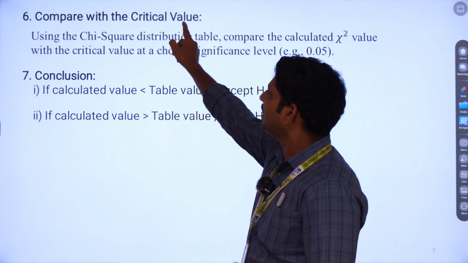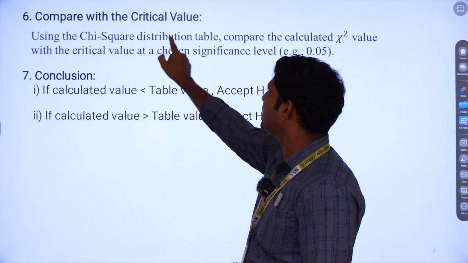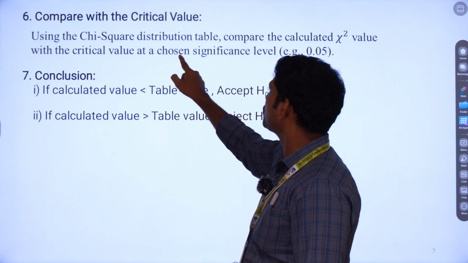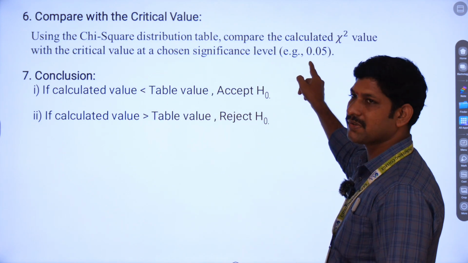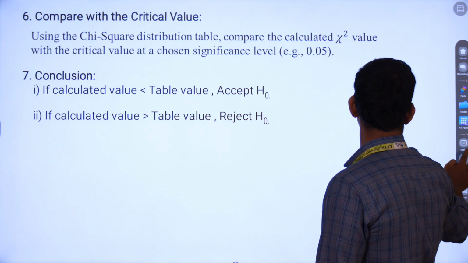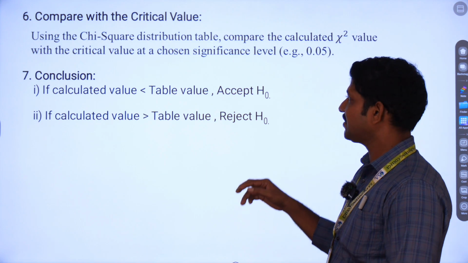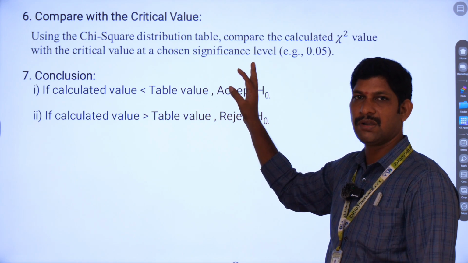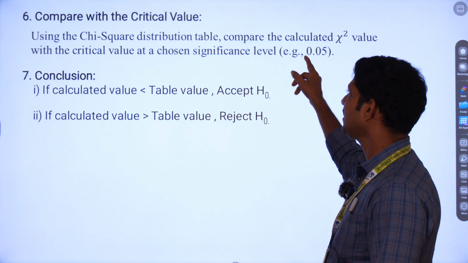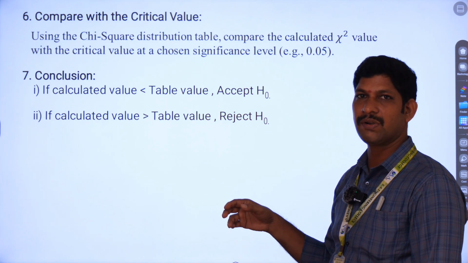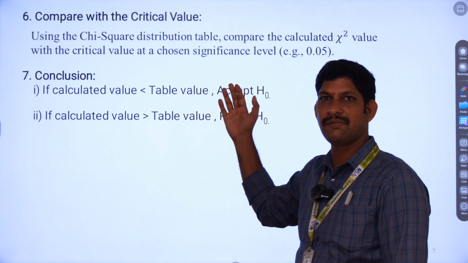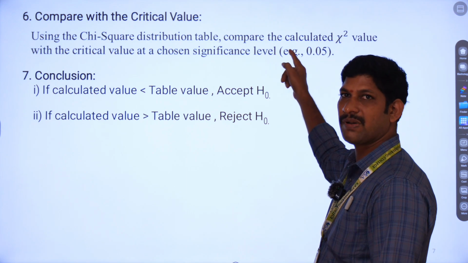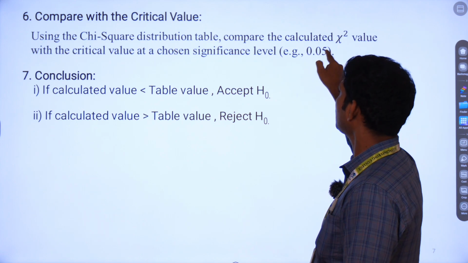So compare with the critical value. Using the chi-square distribution table, compare the calculated chi-square value with the critical value at the chosen significance level. It will be 5%, which becomes 0.05. This is not fixed. Suppose the question mentions 10% or 90% or 2% or 1%, it will change accordingly. If the question does not give it, generally we assume a 5% or 1% level. In the general case I have chosen 5% here. So 5 by 100 becomes 0.05.